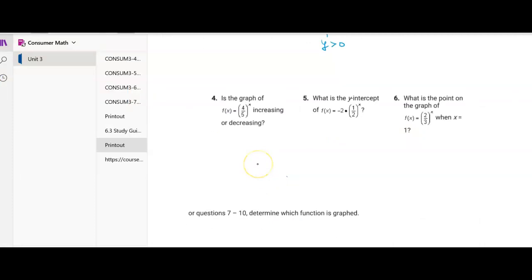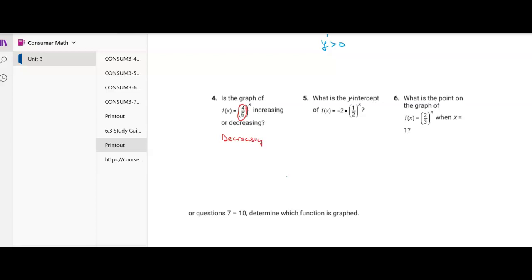So number 4, is this graph increasing or decreasing? If I look at b, is that greater than 1 or between 0 and 1? It's between 0 and 1, so this is decreasing. What is the y-intercept of this next one?